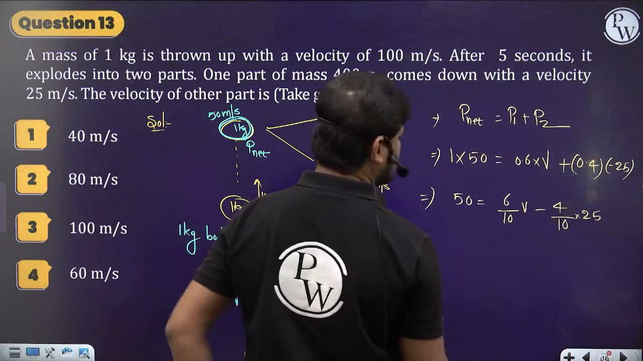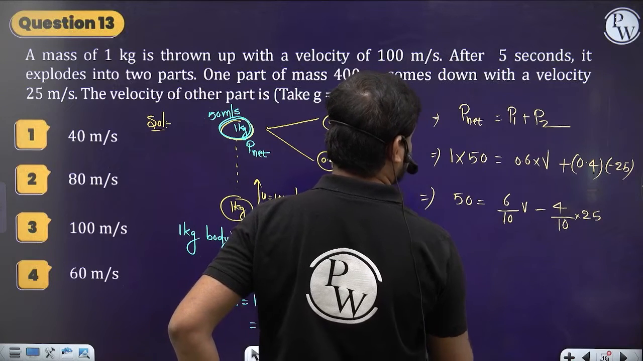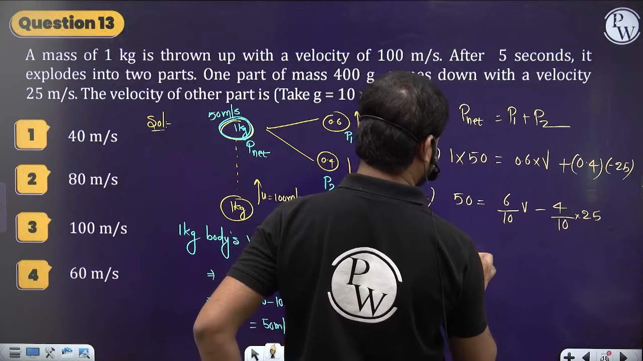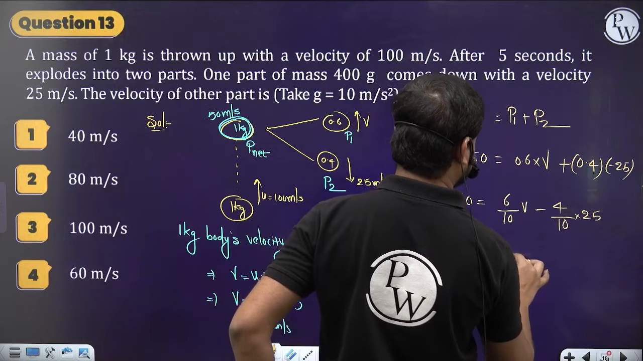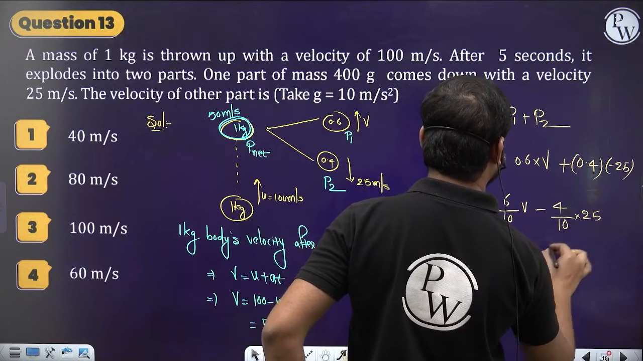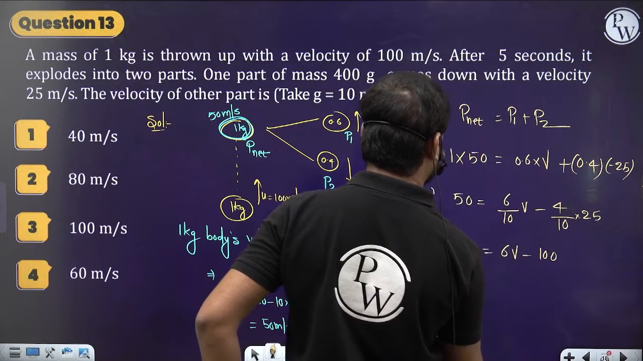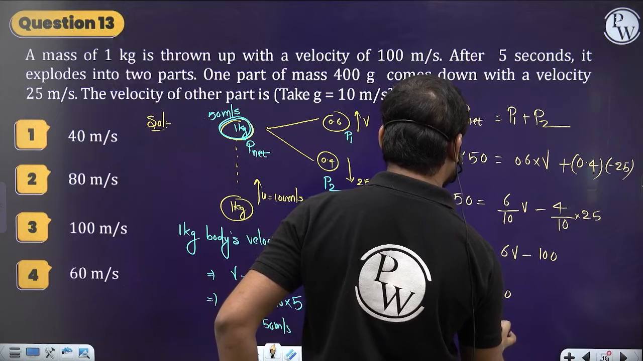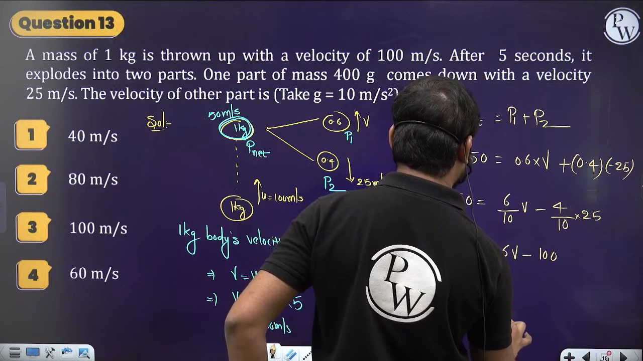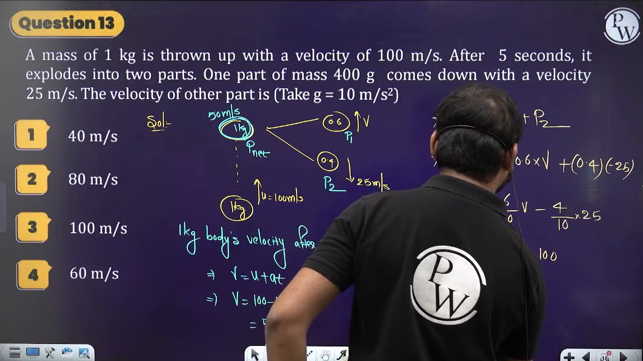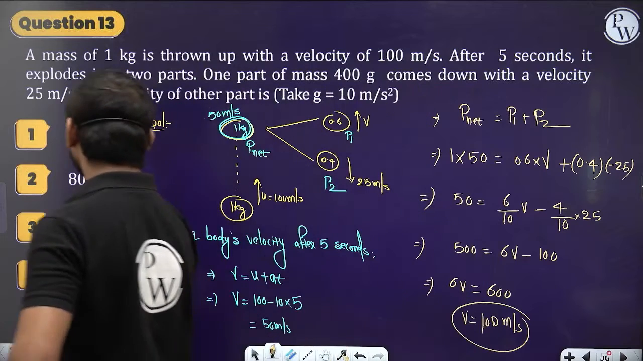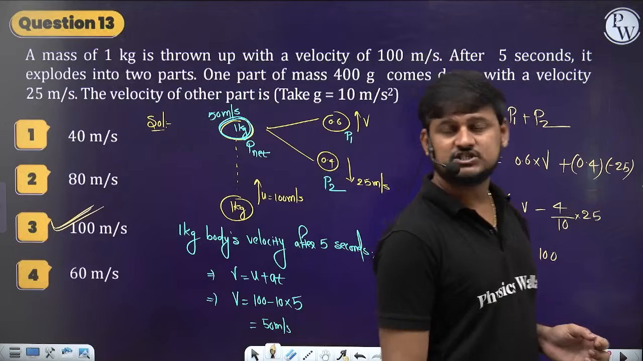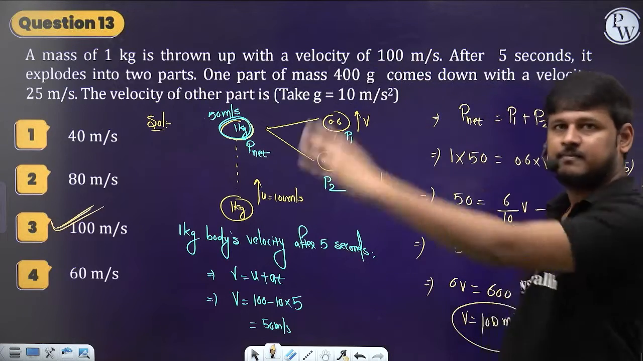So from here, let's do one thing. So shall we cancel the 4 or send it to this side? This is 500 is equal to 6V minus, so this is 100. Yes or no? So from here 6V is equal to 600. From here V is equal to 100 meter per second. So V is equal to 100 meter per second. So the correct option is option 3, guys. Understood? 100 meter per second upward.